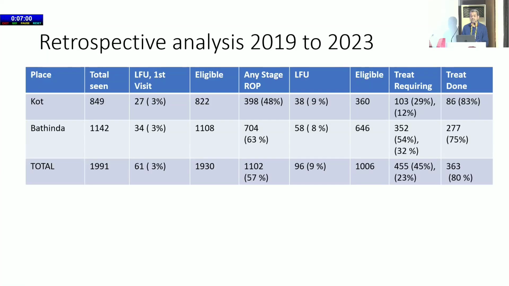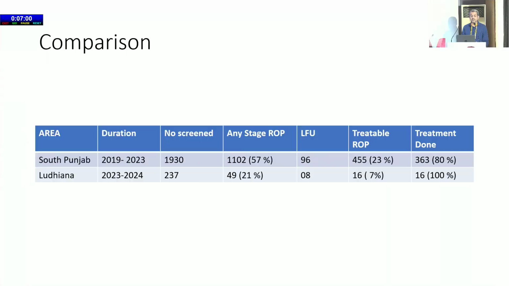We could treat only 363 out of these, which is 80%. Even if a few sitting in the hall think that maybe I'm over-treating or over-diagnosing, look here: it's the same person doing it, but in Ludhiana, any stage of ROP is 20%, comparable to the published literature, and treatable is 7%, again comparable to the published literature. It's in the area where the neonatal services are poor that the numbers are bound to be high.